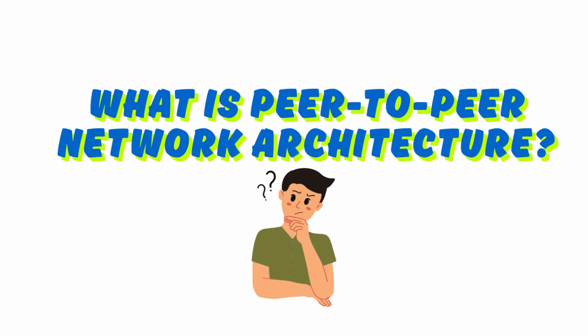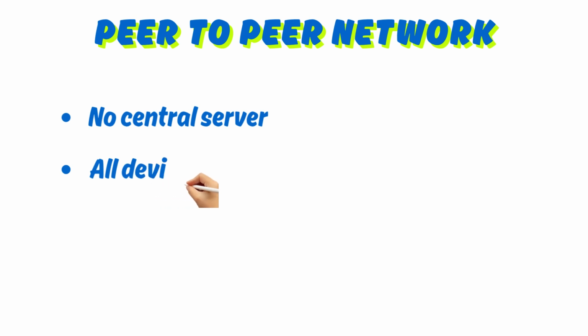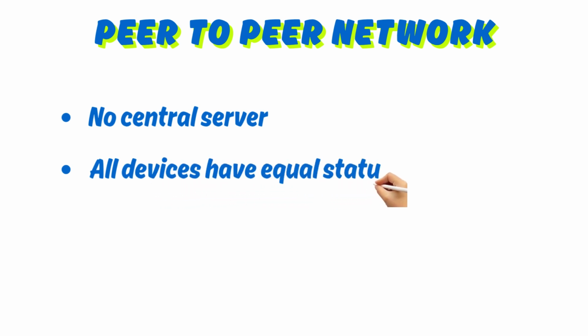When we talk about how computers connect and share data, one simple and powerful model is the peer-to-peer network. It is also known as P2P network architecture. In a peer-to-peer network, there is no central server controlling everything. Instead, each device, called a peer, can both send and receive data. It is like a group of people in a circle where everyone can talk directly to anyone else without needing a leader or manager. All the devices have equal status in this kind of architecture. Similarly, all the devices have equal access and authority in the network.